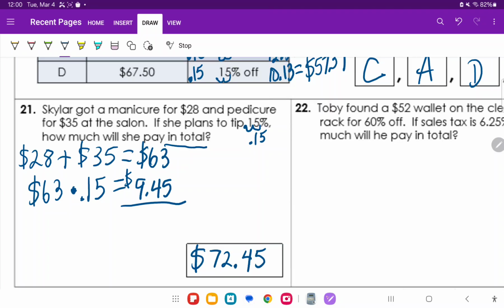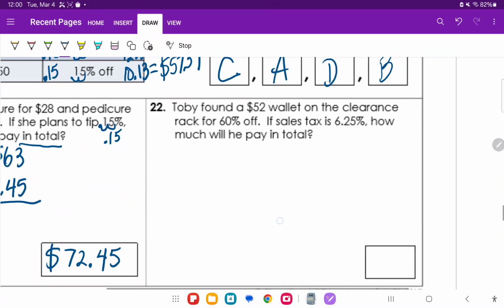All right, so then Toby here found a $52 wallet on the clearance rack for 60% off. If the sales tax is 6.25%, how much will he pay in total? Okay, so remember that you have to subtract the discount, but then add back in the tax. Okay, so let's save the tax for the end.